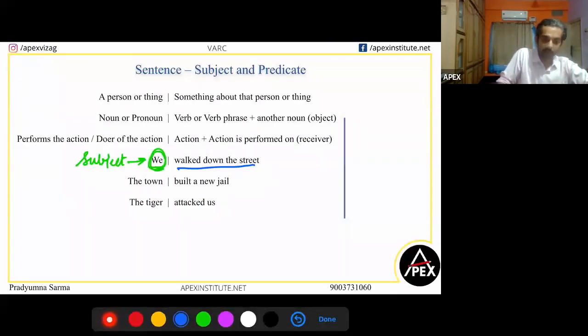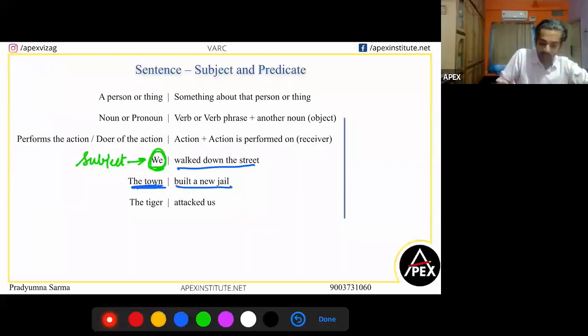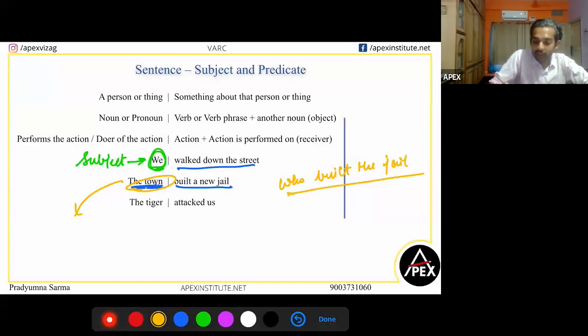So the next part is, if we look at this example over here, the town built a new jail. So this part, the town, becomes our subject. Why? Because this person or this thing is doing the action. Who built the jail? Okay, very simply, if I ask you the question, who built the jail? What will your answer be? Your answer will be the town. Am I right?